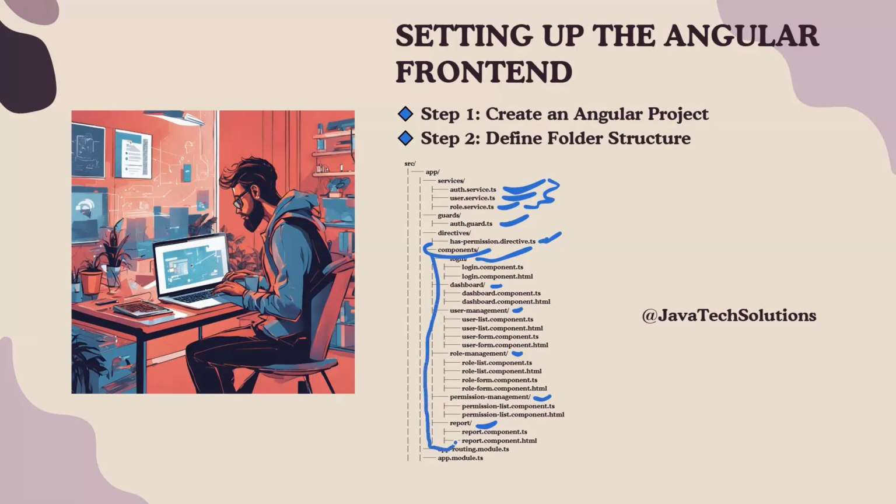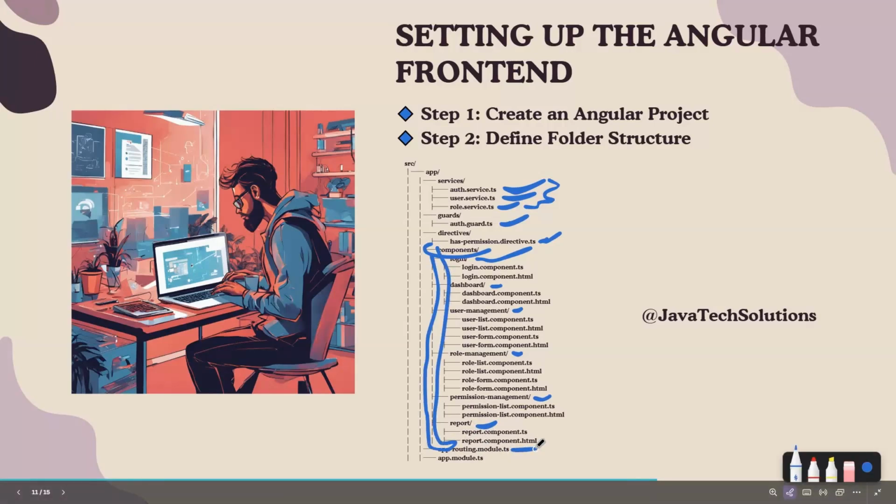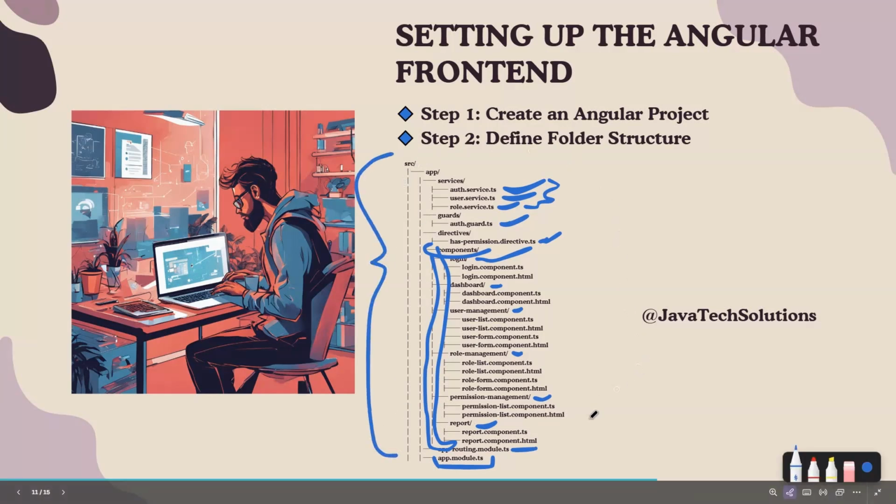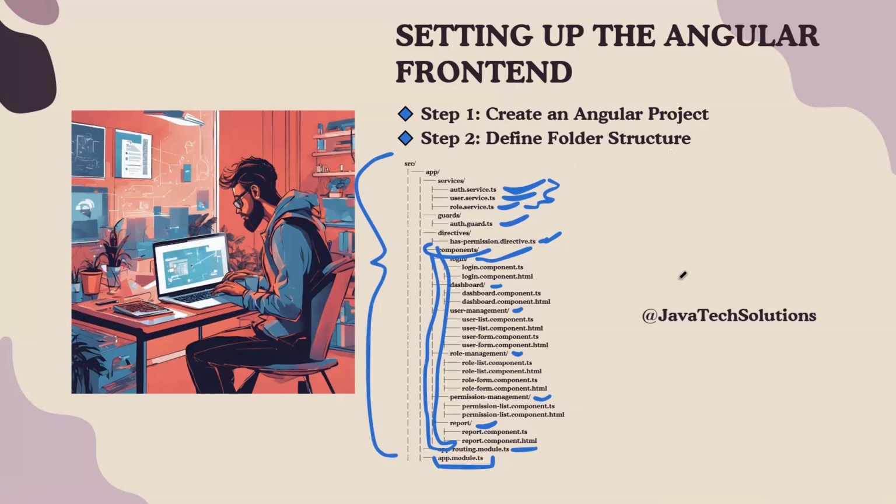This is the routing module, where all the paths are defined, and here we define the module details. Whatever modules are added to the system are all added here in app.module.ts. So this is one type of folder structure that we are going to use for this role based access control.